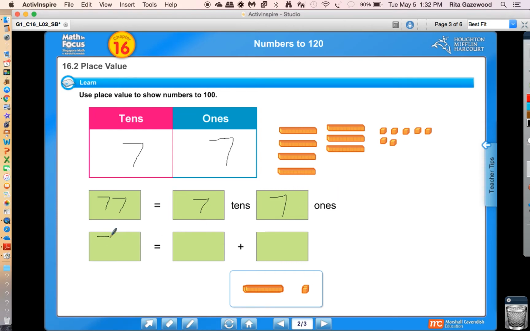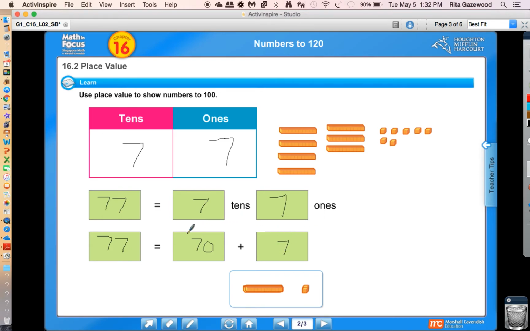Now we can also write that as an equation. 77 equals plus. So what is 7 tens worth? What number is that? Let's count it. 10, 20, 30, 40, 50, 60, 70. 77 equals 70 plus, how much are those worth? 1, 2, 3, 4, 5, 6, 7.